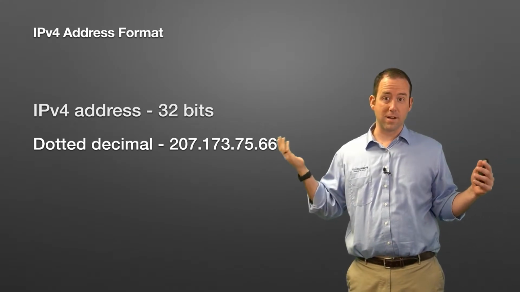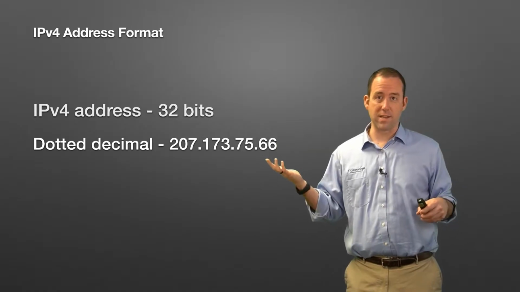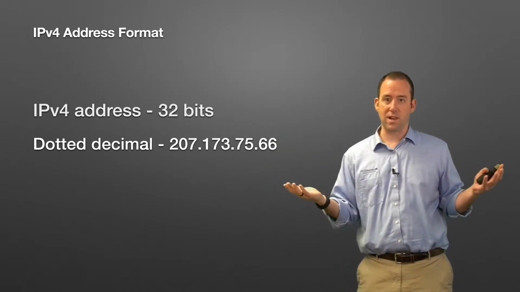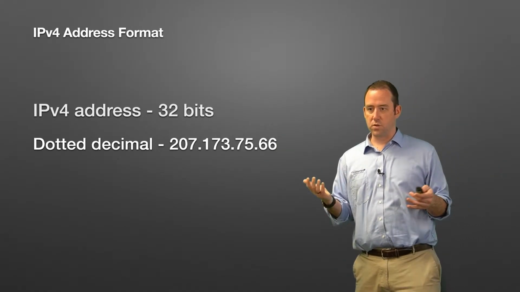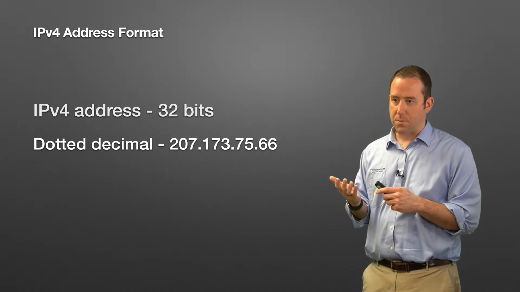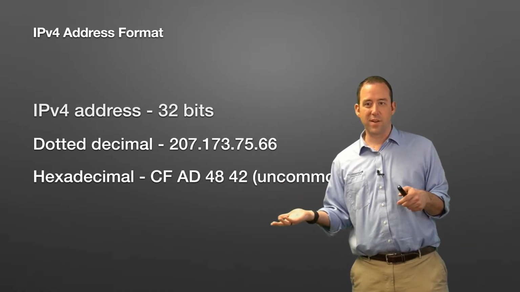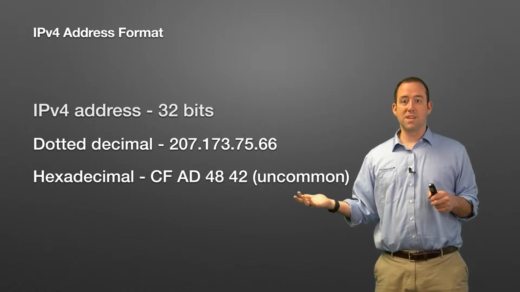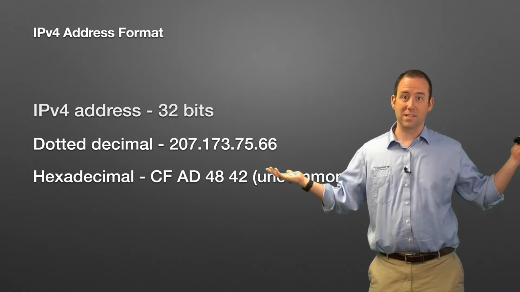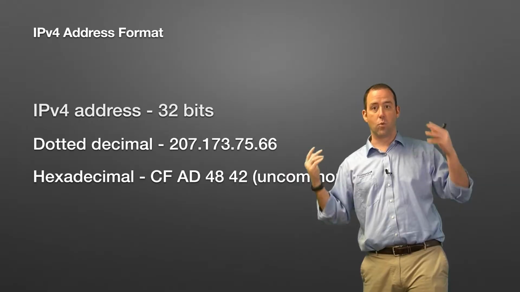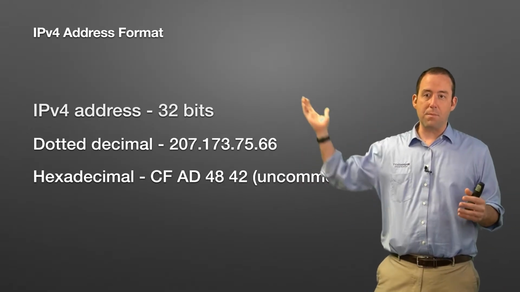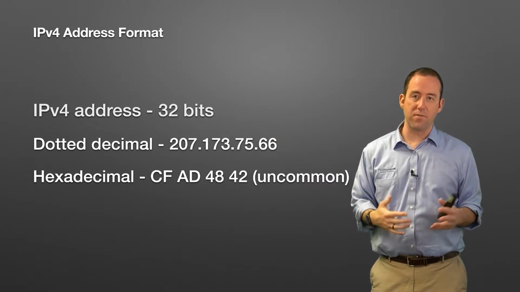This is the format you're going to see almost every time. It's not the only format out there. There's lots of different ways to format an IP address. For example, you could see hexadecimal. This is very uncommon, but it's the same thing. It's just a different way to represent the ones and zeros that make up the 32 bits of an IPv4 address.